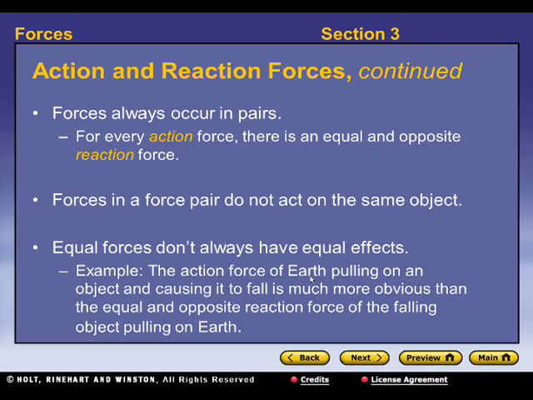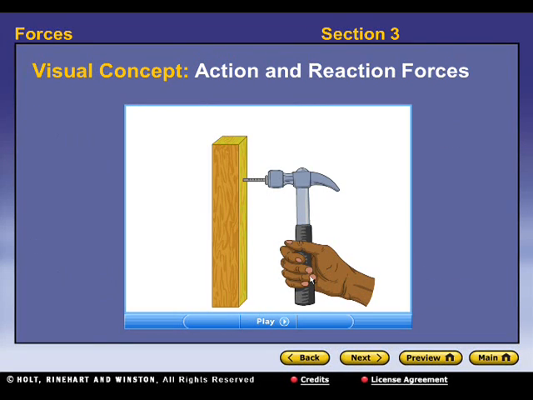For example, the action force of the earth pulling on an object and causing it to fall is much more obvious than the equal and opposite reaction force of the falling object pulling on the earth. So when you jump off the high diving board at the pool, the earth is pulling you toward itself, but being a mass you are also exerting a force on the earth. Since the earth is way more massive than we are, we don't see the earth move toward us. We have a larger acceleration. The earth has a very small acceleration.